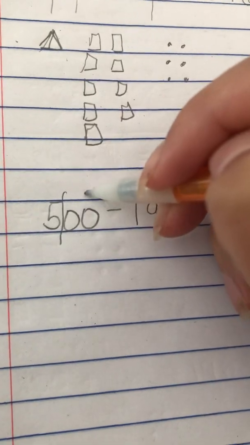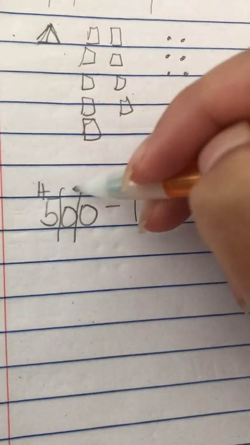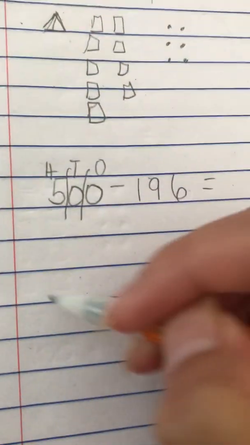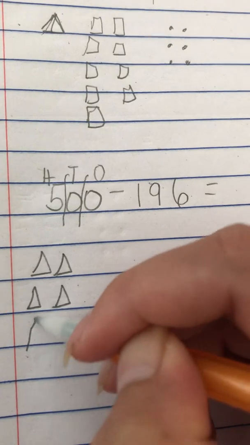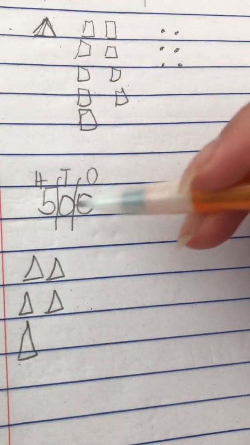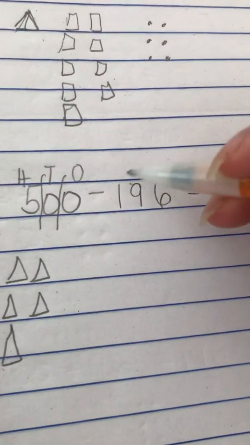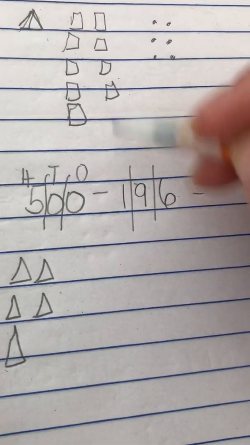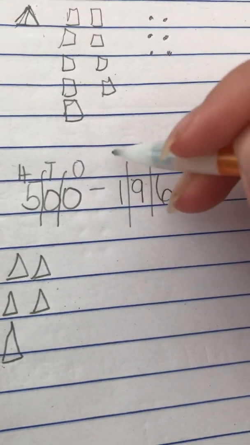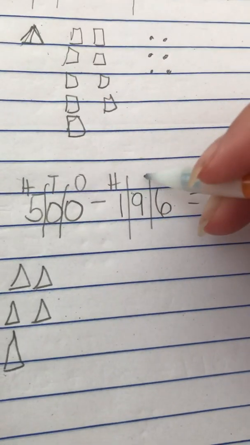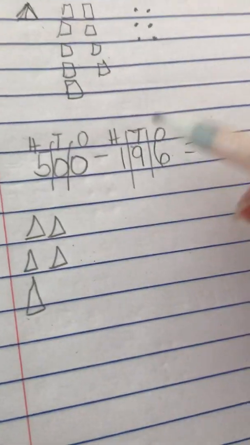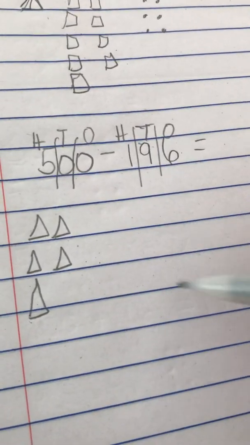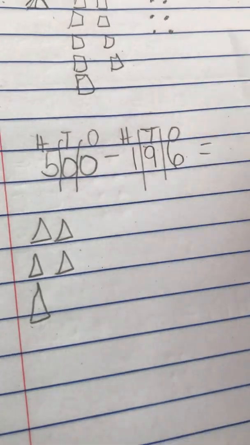So we're going to start the same way by looking at our place values. So we're going to break this down into hundreds, tens, and ones. So I'm going to do 5 triangles for our 500. There aren't any tens, there aren't any ones. So now we're going to look and break down our big number, our 196. So hundreds, tens, and ones.